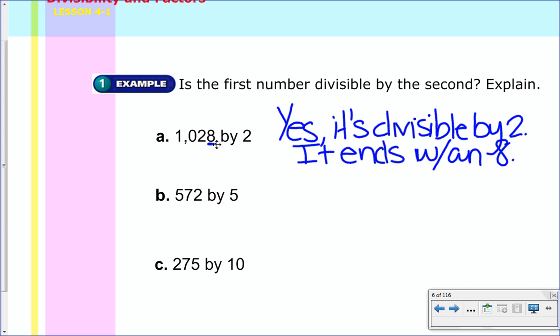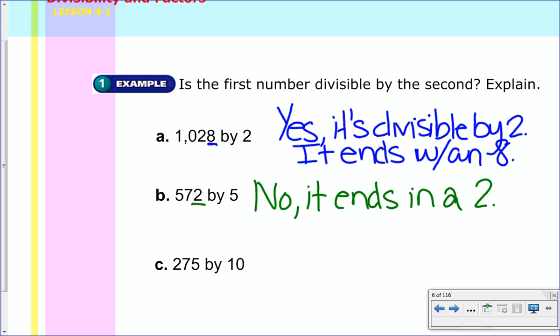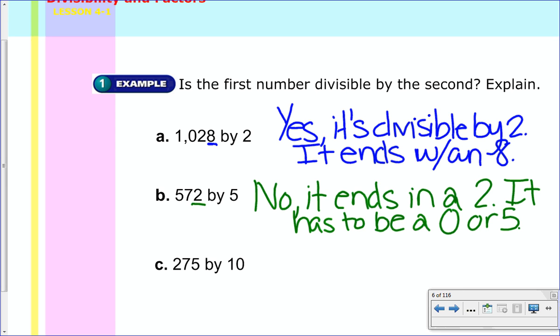All right, so let's check your answers. For B, we had to decide if 572 is divisible by 5. If you go back to the divisibility rules for 5, a number is divisible by 5 if it ends in a 0 or 5. This ends in a 2. So no, it ends in a 2. And then I could write it has to be a 0 or 5. Something like that. So, because it ends in a 2, it doesn't work. It had to end in a 0 or 5 to be divisible by 5.